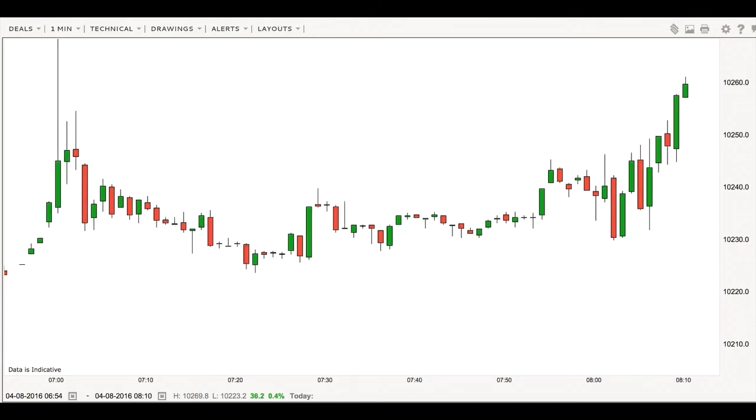Pushing up now to the high of the 7 o'clock candle, and therefore the top of our range. So what we're looking for at the top of the range is: is it going to break out and push beyond the top of the range, or is it going to reject at the top of the range and start coming back down again?